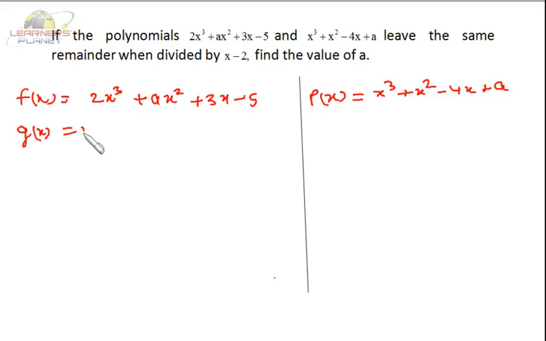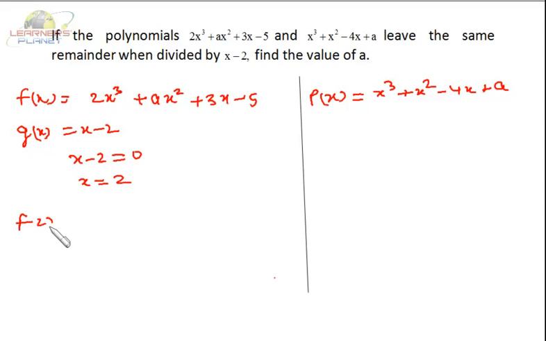g(x) is x minus 2. Now I have to divide f(x) and p(x) by g(x) and find out the remainder. So let's equate g(x) to 0. So x is equal to 2. That means we have to calculate f(2) and p(2).